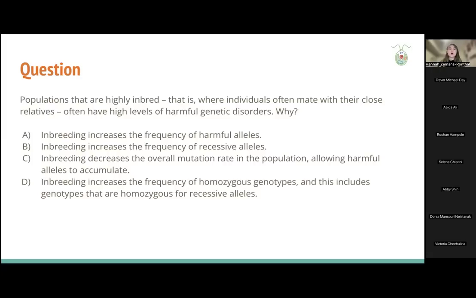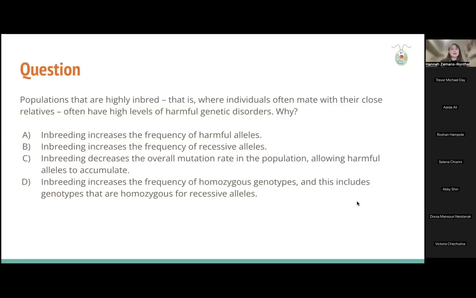So why are the others wrong? Well, A and B are talking about increasing the frequency of alleles, and as we said, non-random mating doesn't change the frequency of alleles. It just changes the frequency of genotypes. And then C, inbreeding decreases the overall mutation rate in the population, allowing harmful alleles to accumulate. Again, it's not decreasing the mutation rate. This answer just doesn't really make any sense, and it's not related.